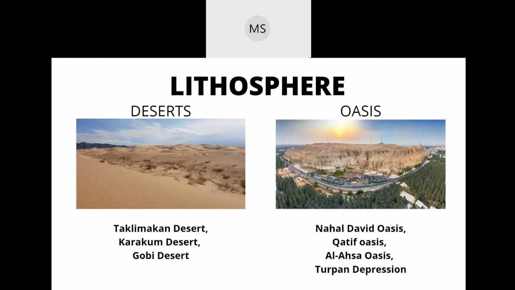There are also deserts and oases. The desert can be found in the Taklimakan Desert, Karakum Desert, and Gobi Desert. While the other one is oasis, with examples such as Nahal David Oasis, Katif Oasis, Al Aqsa Oasis, and Turpan Depression.